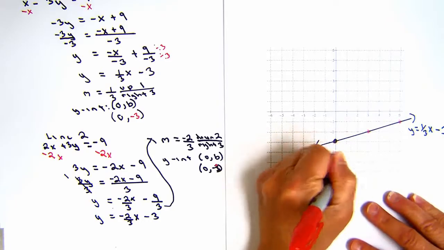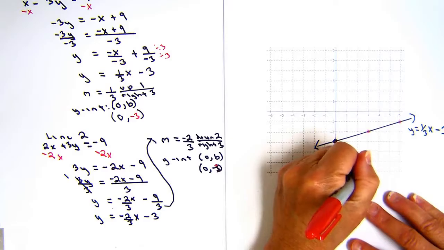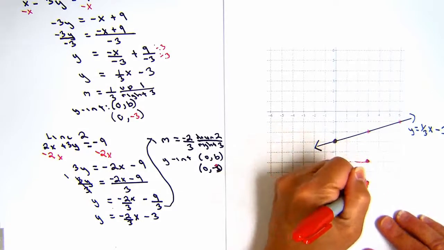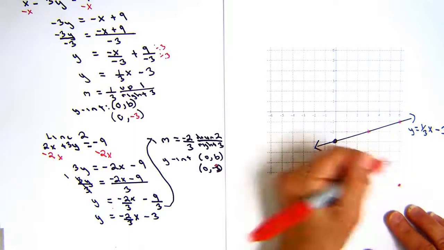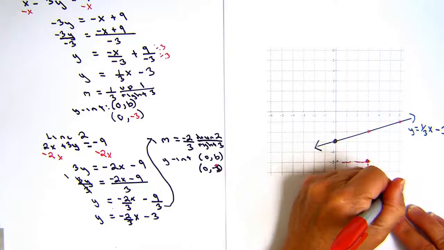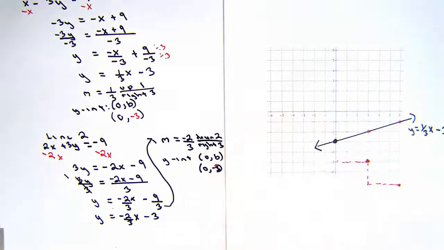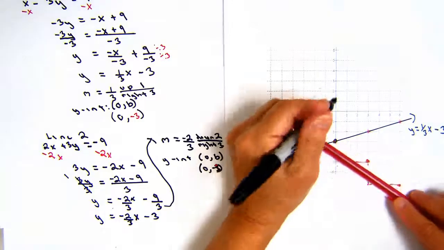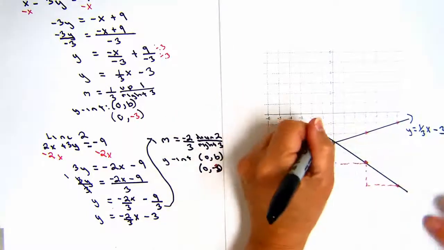1, 2, 3. Put a dot there. Down 2, so 1, 2, right 3. That would be right here. Down 2, right 3. Right there. And then those are our 3 points. So then the graph would look like this. And that's line 2.